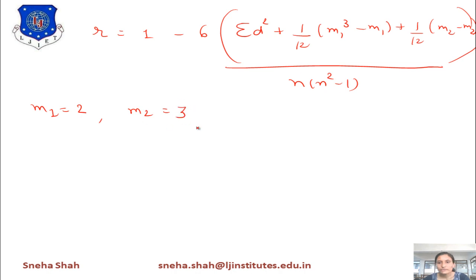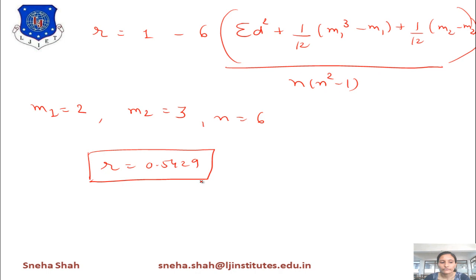So putting m1 equals 2 and m2 equals 3 in this equation, with summation d square already found as 13.5 and n equals 6 because 6 samples are there, and simplifying this, the value of r equals 0.5429. So this is your final answer for the rank correlation coefficient. This way we can find the rank correlation coefficient.